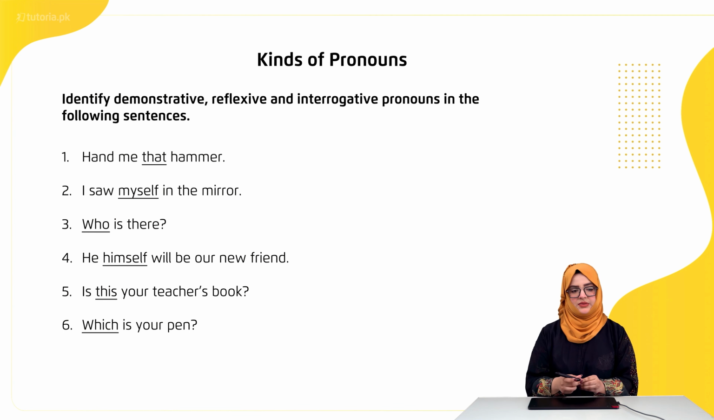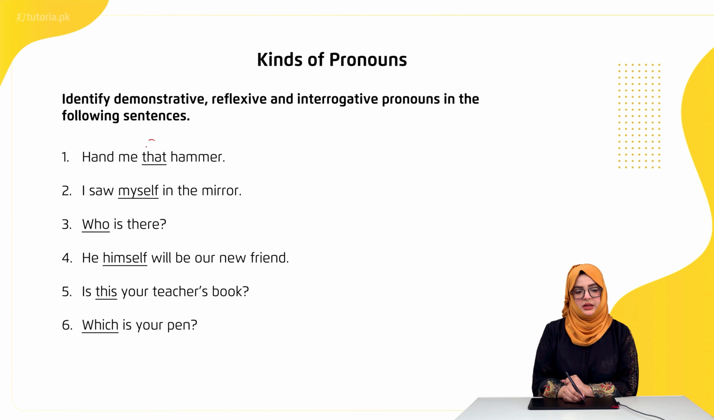In this exercise, we have to identify demonstrative, reflexive, and interrogative pronouns in the following sentences. So, first is, hand me that hammer. तो इसमें हम इशारा करके बात कर रहे हैं कि मुझे वो हैमर पकड़ाओ. तो it is demonstrative pronoun. Second is, I saw myself in the mirror. अब self वाला word आ रहा है, so it's reflexive.